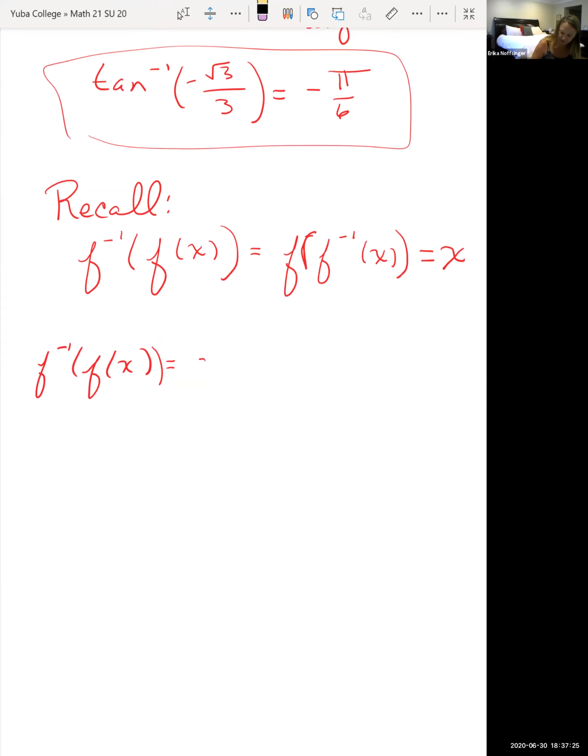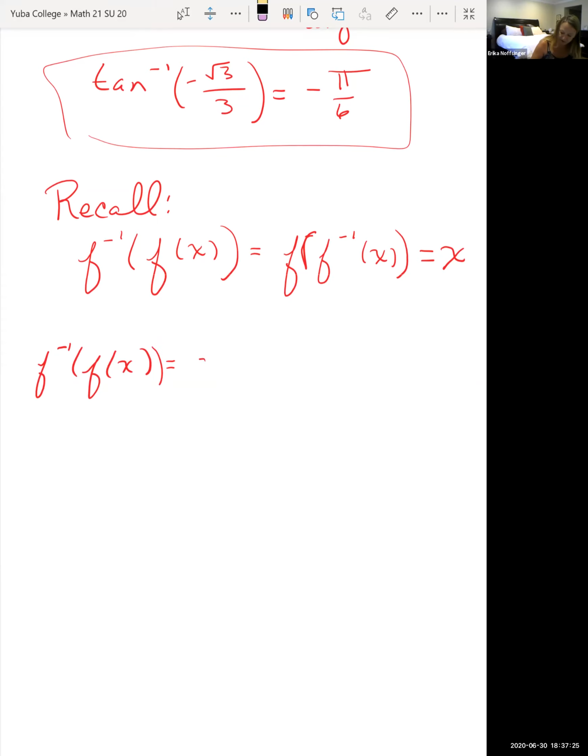For tangent, we can do the same kind of idea. So if we have f inverse of f of x, that is equal to tan inverse of tan x. So x, we limited for tangent to have an inverse between negative pi halves and pi halves, but not including, because those are undefined there.